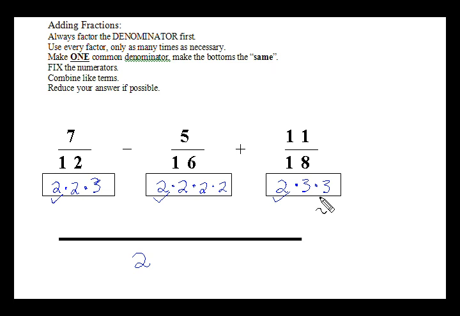So now I can look at what some of them have in common. So some of them have another 2 in common. So I'll write that down once. And some of them have a 3 in common. So I'll write that one down once.